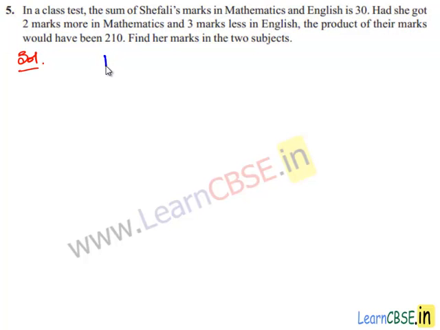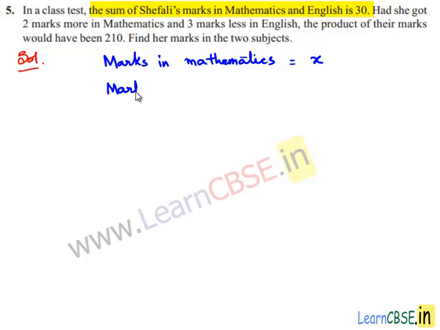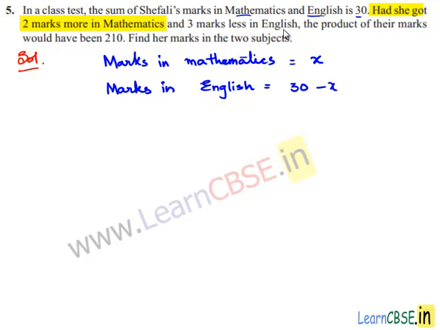Assume the marks of Shefali in mathematics is equal to X. So marks in English is equal to 30 minus X. This is because the sum of marks in mathematics and English is equal to 30. Now the given condition is, if she had got 2 marks more in mathematics and 3 marks less in English, the product would have been 210.